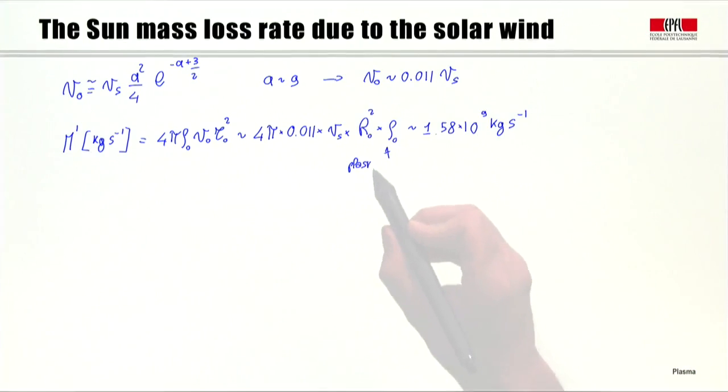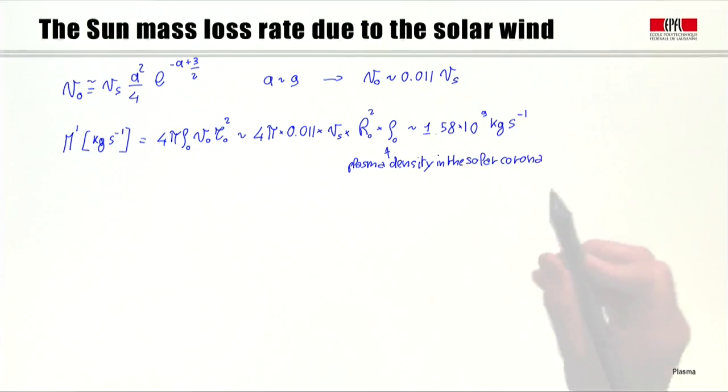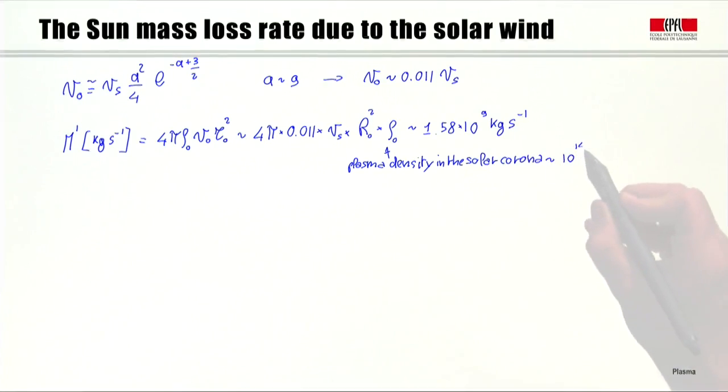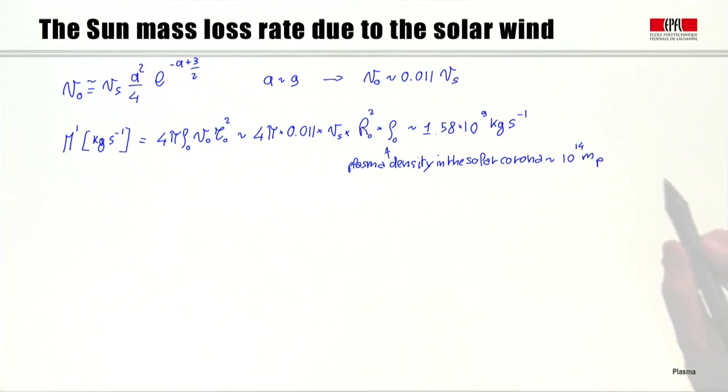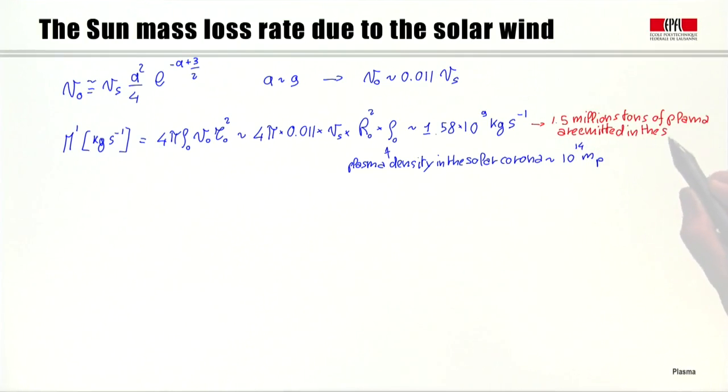Where ρ0 is the plasma density in the solar corona, which we approximate as 10 to the 14 times the mass of the proton. By plugging in this number, we obtain that approximately 1.5 million tons of plasma are emitted in the solar wind per second, which is almost negligible with respect to the total mass of the Sun.